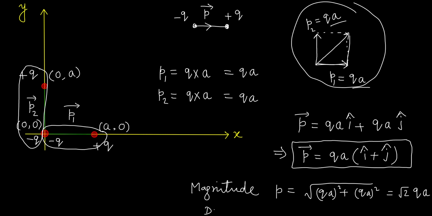And what will be the direction? Because both vectors p1 and p2 have the same magnitude, the resultant will be equally inclined with both of them. So the angle theta here will be 45 degrees, or in radians you can write it as pi by 4.